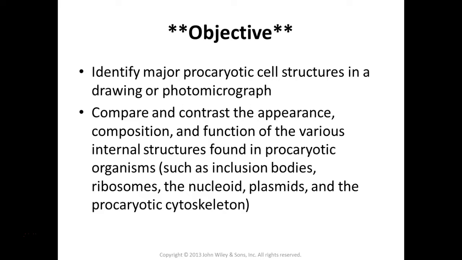So looking at a micrograph, right? It's a photo micrograph, a picture like we've been looking at, or a drawing with structures drawn in it. You need to be able to identify the major prokaryotic structures. So you need to be able to know what they're denoting as inclusion bodies or ribosomes, the nucleoid, plasmids, and the prokaryotic cytoskeleton.